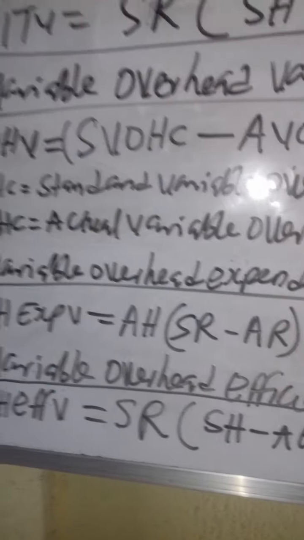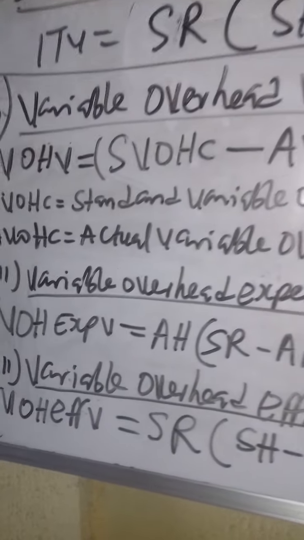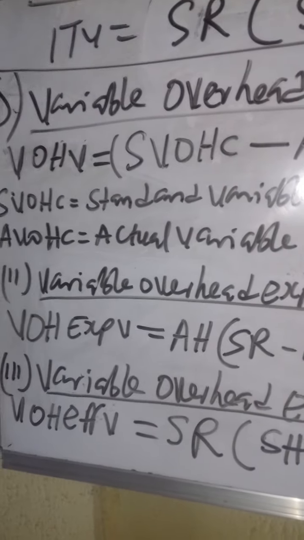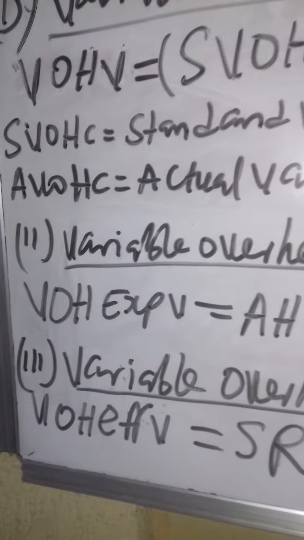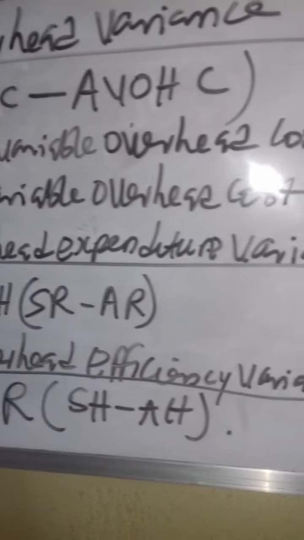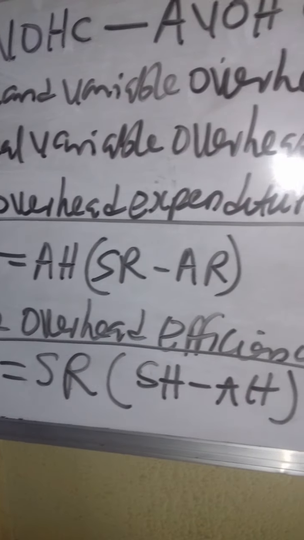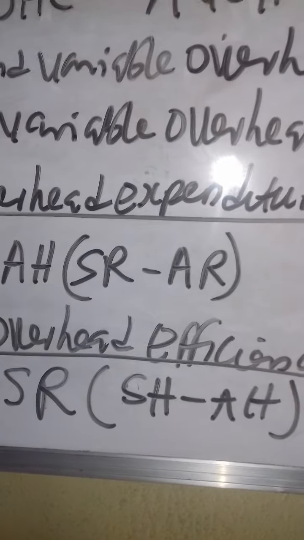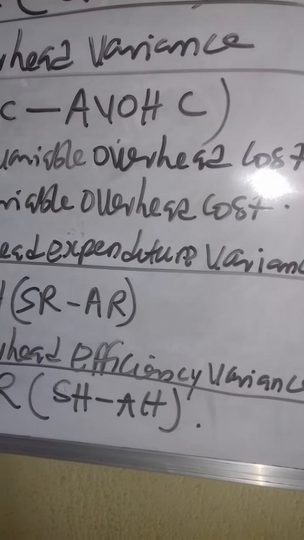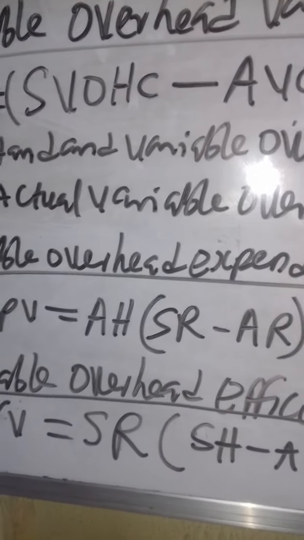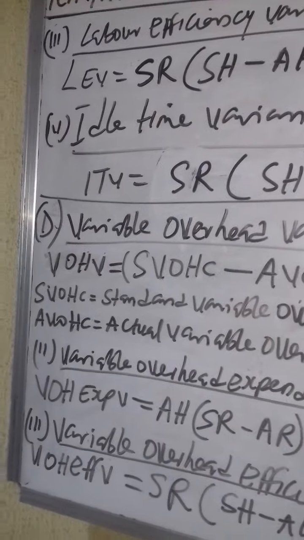Remember, for those of us who have learned absorption costing, in the traditional model, labor rate is commonly used in absorbing overhead to our production. So the next one is variable overhead efficiency variance, which is standard rate of labor multiplied by the difference between standard hour minus actual hour used. And this is how to calculate efficiency. Ladies and gentlemen, as we move ahead, remember to subscribe. We're moving to the last line, fixed overhead variance.